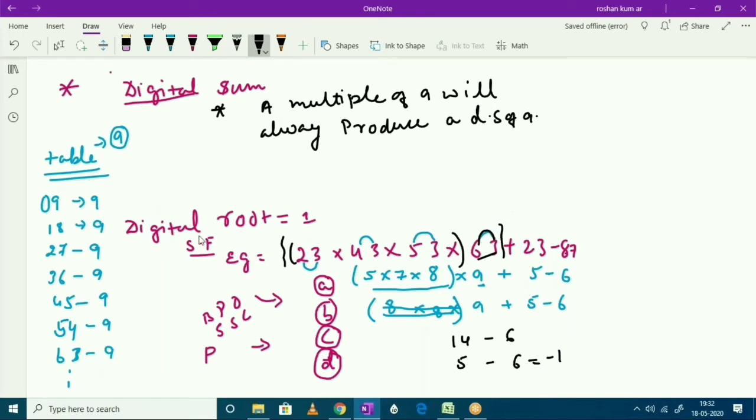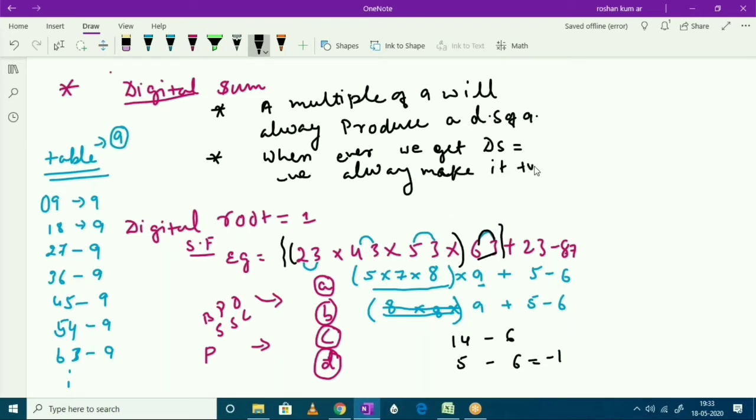So what to do in case of minus 1? This is the second learning of your class. Whenever we get digital sum is equal to negative, always make it positive. Make it positive. Now question होगा how? कुछ नहीं करना है आपको. Take 9 and subtract the minus part. What is 9 minus 1? 9 minus 1 will be equal to 8.